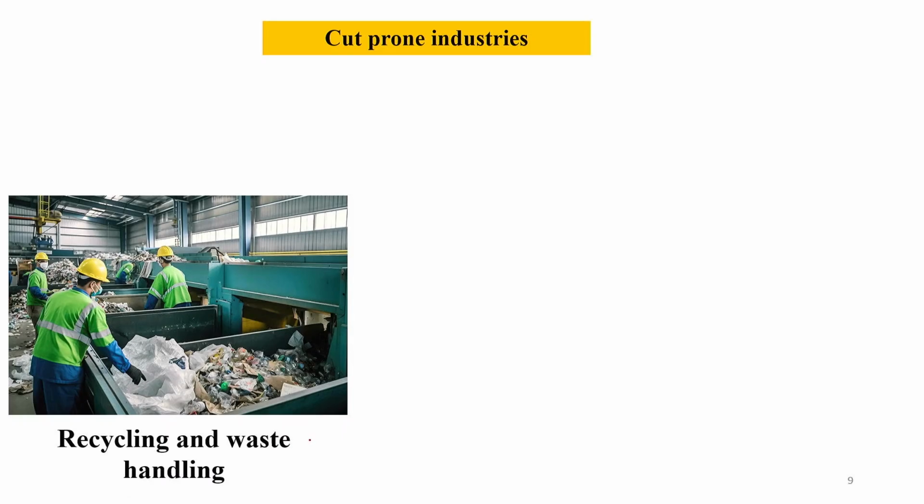Next, very important here, is the recycling and waste handling industry. In those industries people handle unknown waste. Along with the soft materials there may be some sharp objects and sharp edges where the chances of cuts are always there. Here we can see the workers wearing cut protective dresses and also gloves, where the chances of cuts are always there.